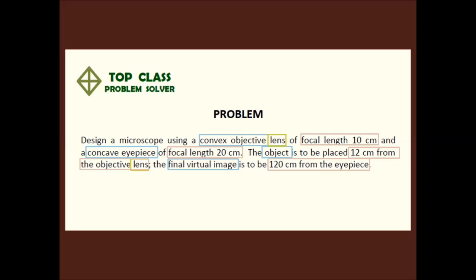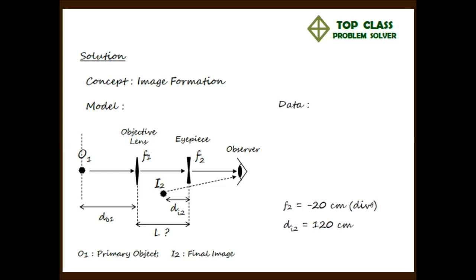Finally, we're told that the final virtual image is 120 centimeters from the eyepiece. Geometrically, this corresponds to our distance dI2. So dI2 geometrically is 120 centimeters. But because this is a virtual image, our optical distance sI2 is written as minus 120 centimeters.